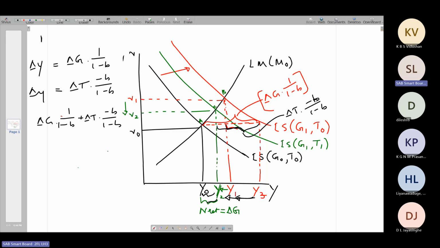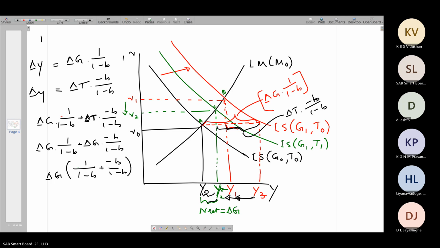The delta T and the delta G is equal, right? So we can write delta T, 1 over 1 minus B, plus delta T. Sorry, delta G we can take common. 1 over 1 minus B plus minus B over 1 minus B. Here, what happened? So the 1 minus B is common, right? Delta G, 1 minus B, finally delta G. Right? That will be equal to delta G. That is the change in government expenditure.